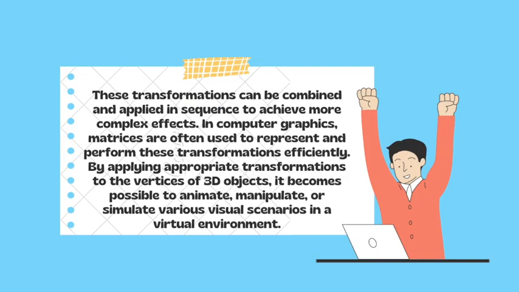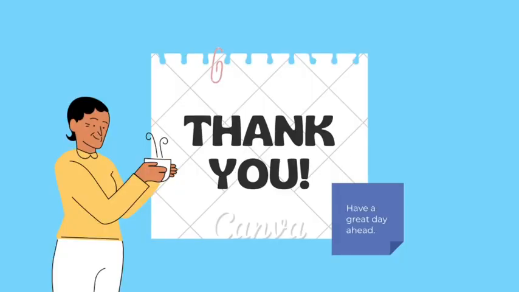So let us conclude our session. These transformations can be combined and applied in a sequence to achieve more complex effects. In computer graphics, matrices are often used to represent and perform these transformations efficiently. By applying appropriate transformations to the vertices of a 3D object, it becomes possible to animate, manipulate, or simulate various scenarios in a virtual environment.